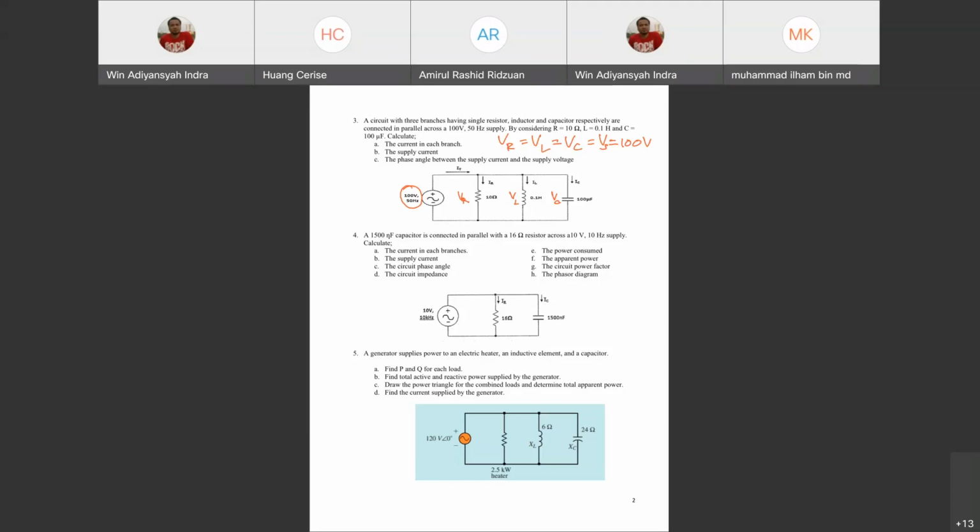So how do we find I for each branch? Simply by using Ohm's law. IR equals VR over R. VR equals 100, R equals 10. So IR equals 10 ampere.